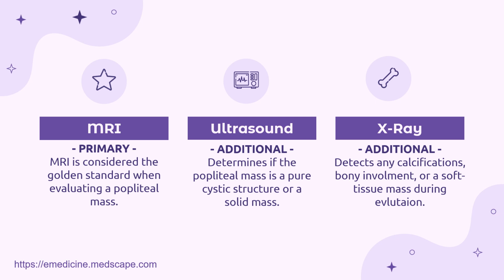It typically shows up as a homogeneous, well-defined rounded or oval-shaped area with high signal intensity on T2 weighted images, indicating the presence of fluid. In addition to visualizing the cyst itself, MRI can also provide information about the surrounding structures, such as the knee joint and the tissues in the popliteal fossa.